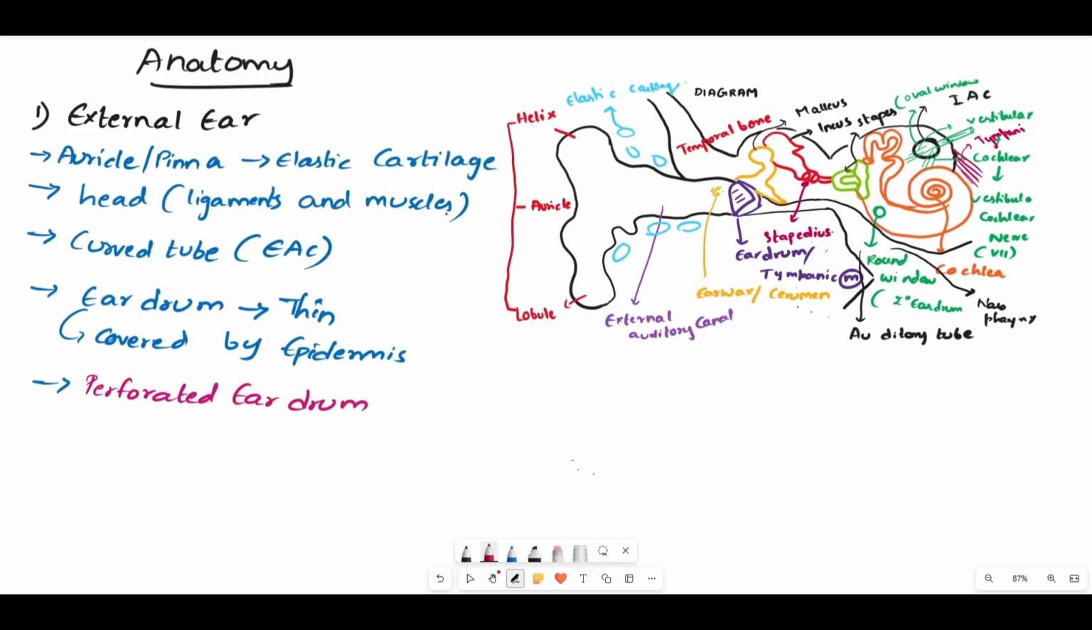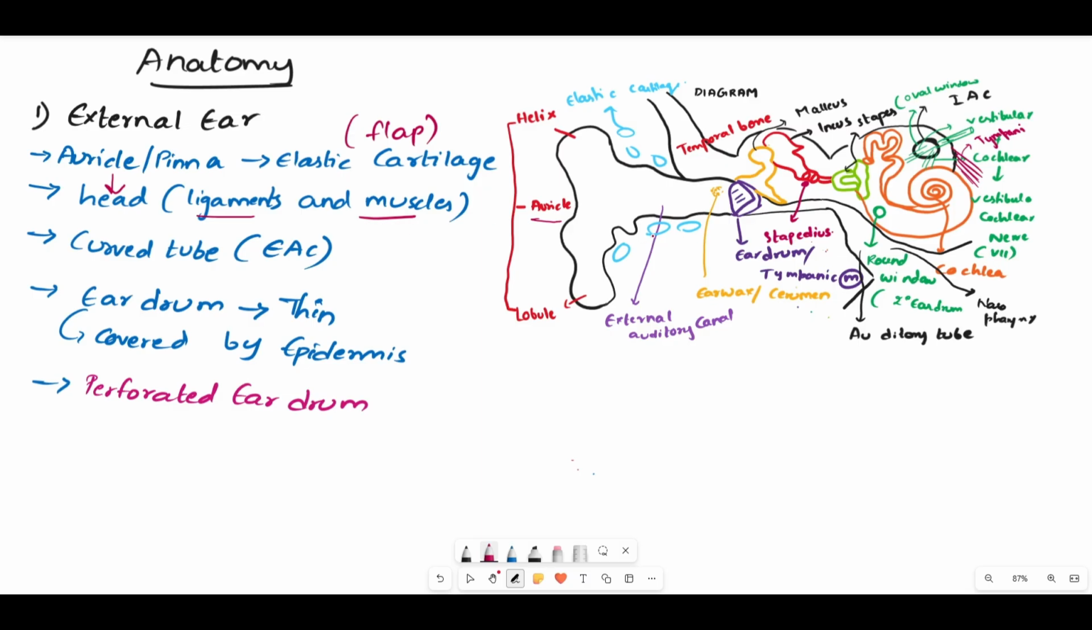Coming back to the first part in the ear anatomy, the external ear. Already we can see in the diagram a part called the auricle. The auricle is also called the pinna. It is simply made up of elastic cartilage. It looks like a flap of elastic cartilage that is mainly covered by skin. This auricle attaches to the head with the help of ligaments and muscles.